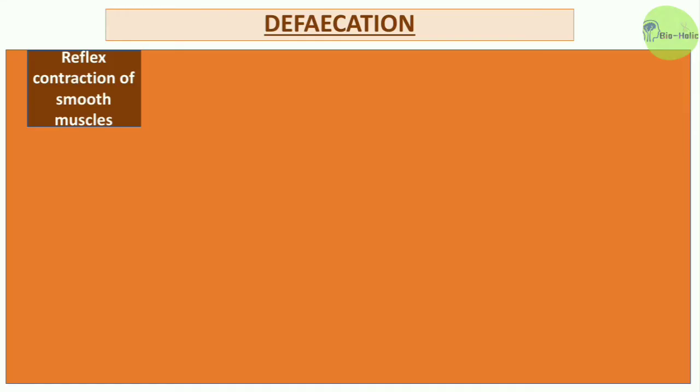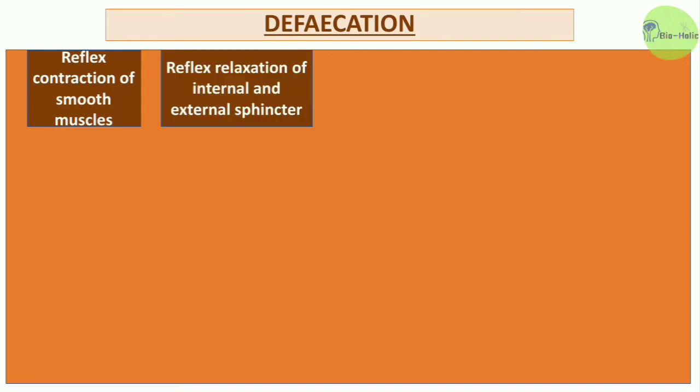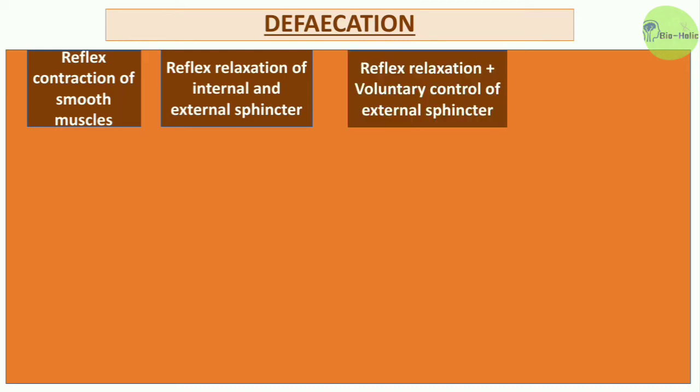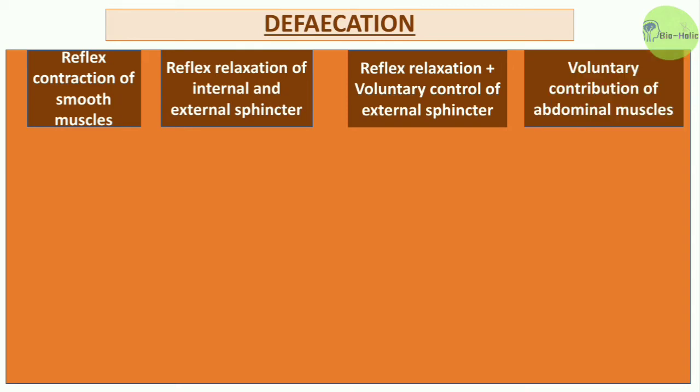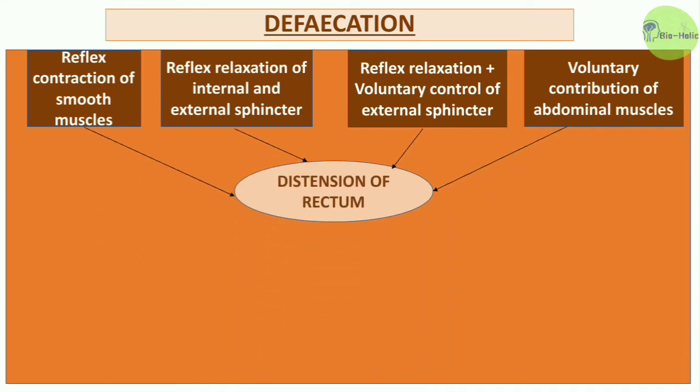It is the process of excretion of fecal material that involves both voluntary and reflex activity. These start with many reflexes: the reflex contraction of smooth muscles present in the colon, then reflex relaxation of internal and external sphincter, and voluntary control of external sphincter, and voluntary contribution of abdominal muscles causes distension of rectum, and this causes defecation reflex to be activated.